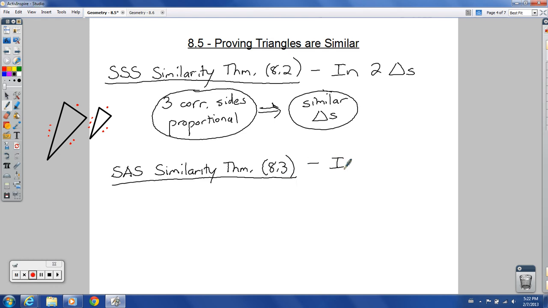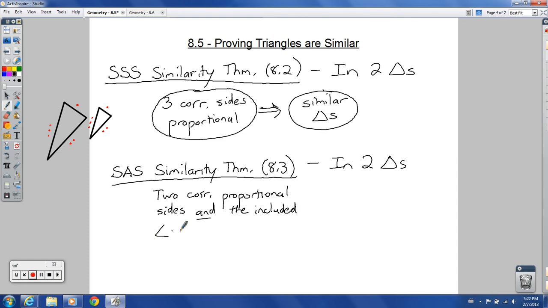And again, you've got two triangles. So in two triangles, this one says you have two corresponding proportional sides, and the included angle is congruent. So the included angle has to be the included angle. It can't just be any old angle.